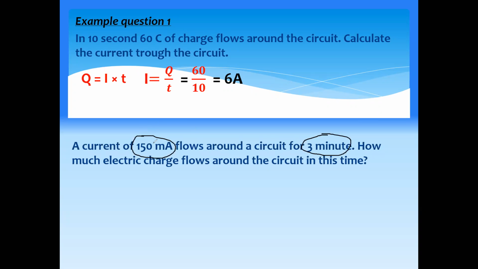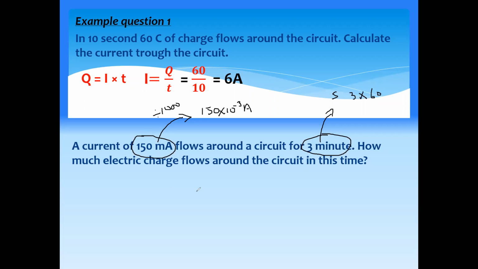What is the answer? A current of 150 milliampere is flowing around the circuit in 3 minutes. Keep in mind the time, the SI unit of time is second, so time should be in second. And SI unit of current is ampere, so it's milli, it should be in ampere. So milliampere to ampere, you will divide by 1000 or 10 exponent, it will be 150 into 10 to the power minus 3. And the time is 3 minutes, so it will be 3 multiplied by 60, which is equals to 180.